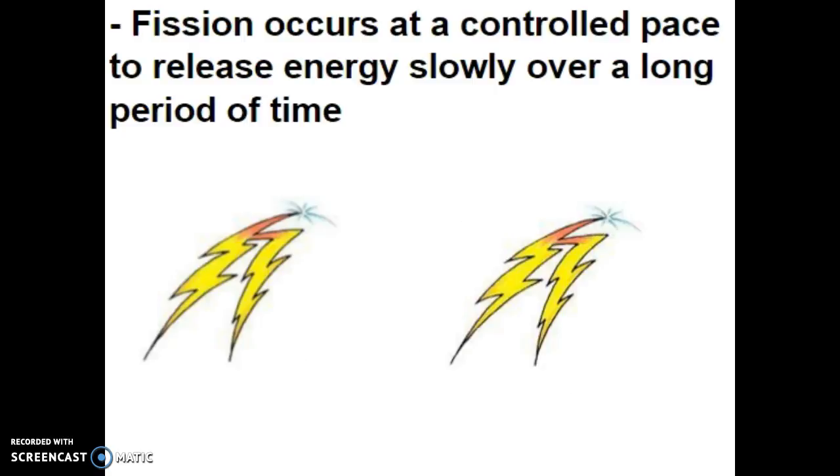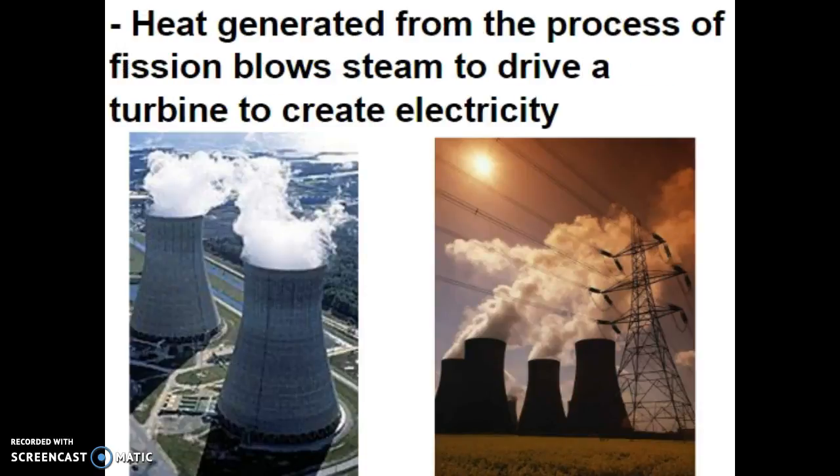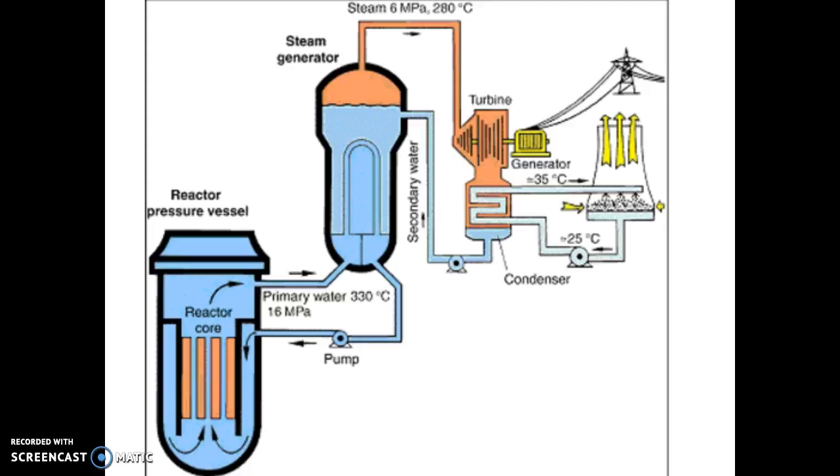Nuclear fission is the main source of nuclear energy because that decay process happens at a very controlled pace, and it releases that energy slowly over a long period of time. So from the subatomic particles ripping apart, there's a massive amount of heat generated, which makes steam to drive a turbine to create electricity. Within the reactor core, that's where the radioactive elements are, and as they decay, the heat from that process boils the water to make steam, to run the turbine, to generate electricity.